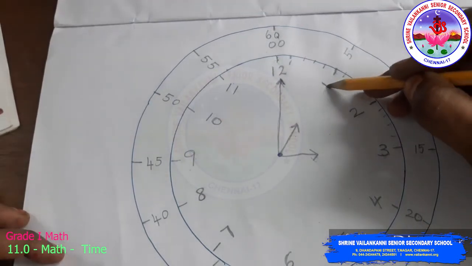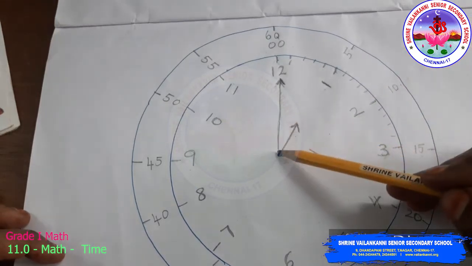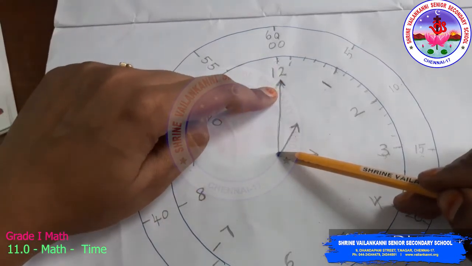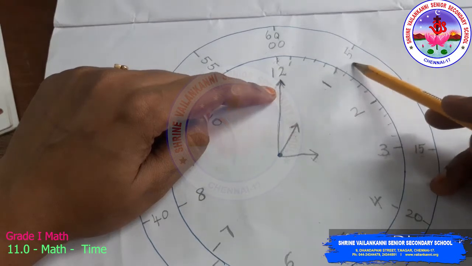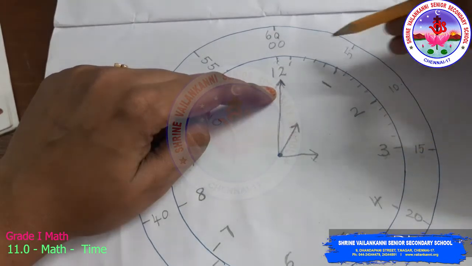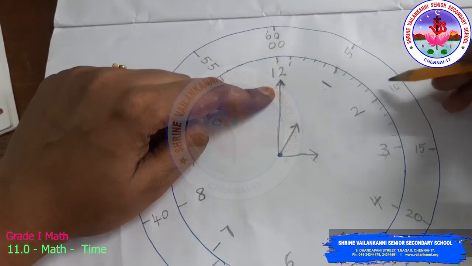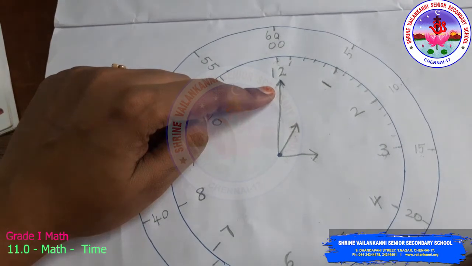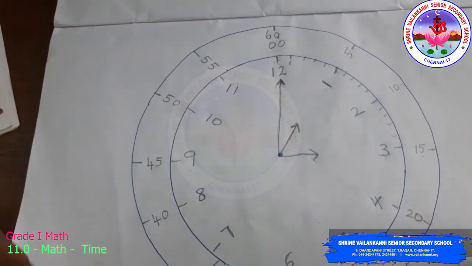That is, if you multiply this number by 5, you will get the minutes. Whatever number the minute hand is pointing at, you have to multiply by 5 and you will get the answer. But we'll learn now by skip counting. That's really very easy to learn. So we'll learn by skip counting: 5, 5, 5, 5. We'll skip count and write in the outer ring, so it's easy for us to remember the minutes.